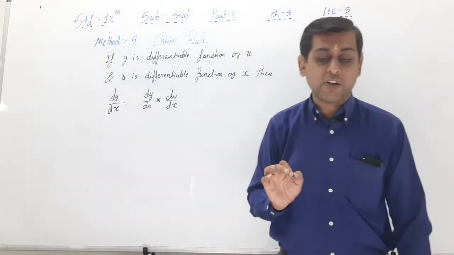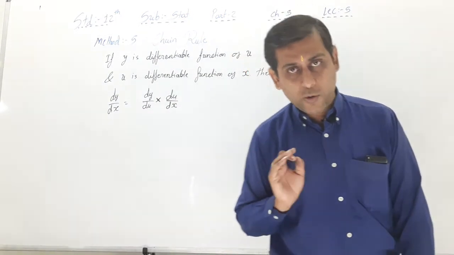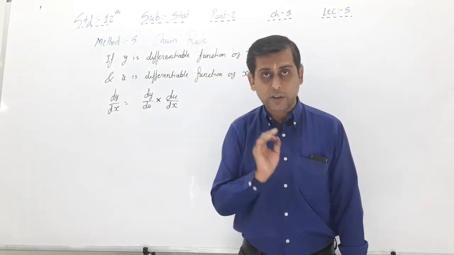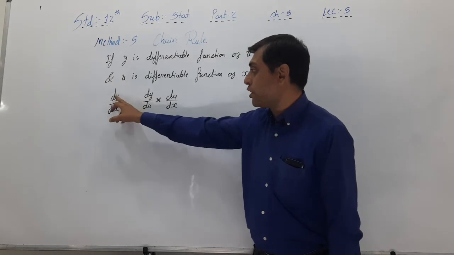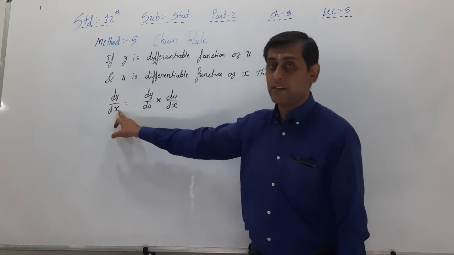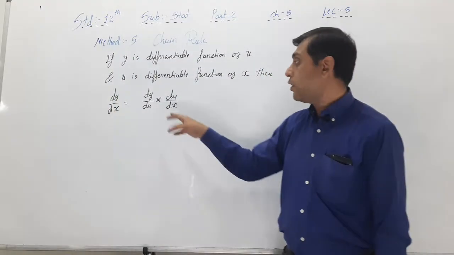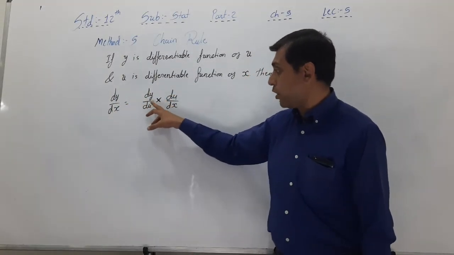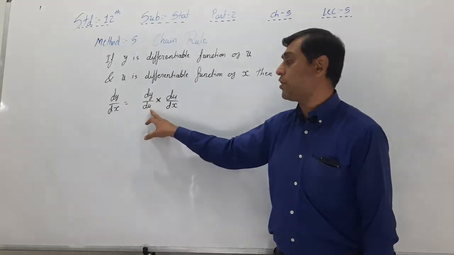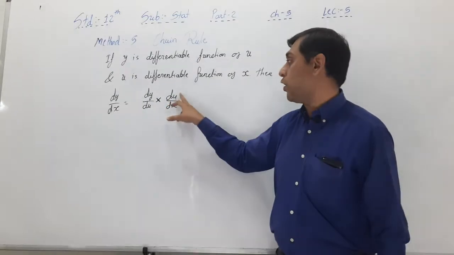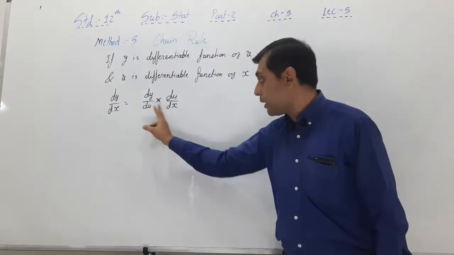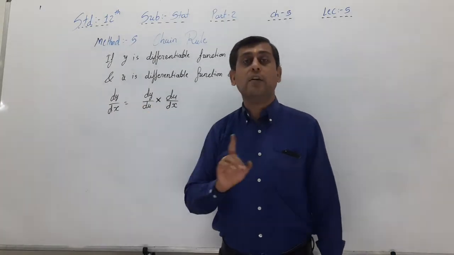See, in each and every sum, it is not asked that find out dy by dx. See the style of the question here in illustration number 13. We want differentiation or differentiate y with respect to x, that is dy by dx. Here, first of all, we have to find out the differentiation of y with respect to u, and then we want the differentiation of u with respect to x, then multiply these two, we get the final answer.